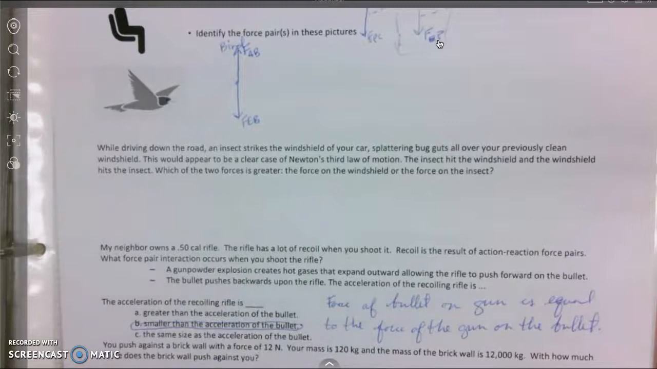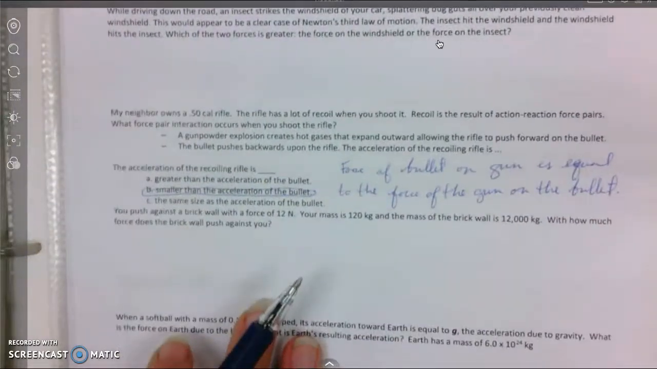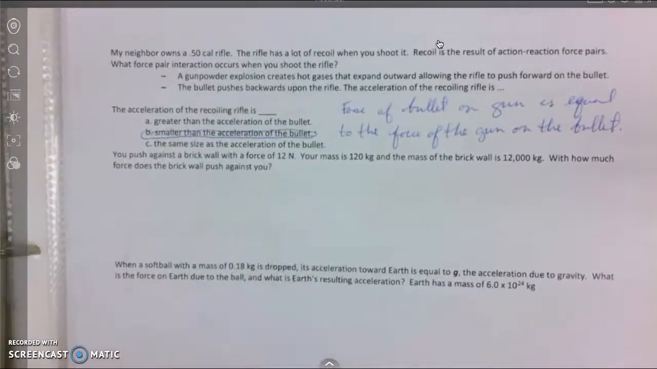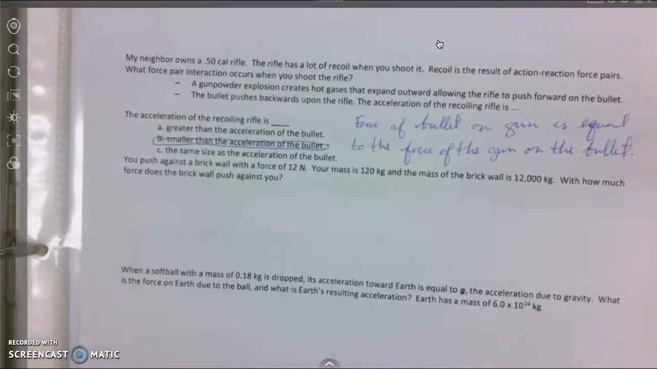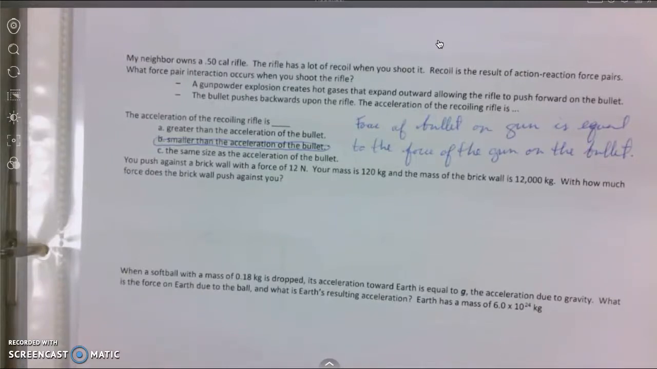Okay, so that would be our action-reaction pair. The force of the bug on the windshield and the force of the windshield on the bug are equal in force and opposite in direction. Now, this is also the idea behind a gun and bullets. The force of the gun on the bullet is equal and opposite to the force of the bullet on the gun. So as much as that gun pushes the bullet out of the chamber, the bullet pushes back on the gun, and that's why we get some recoil there.